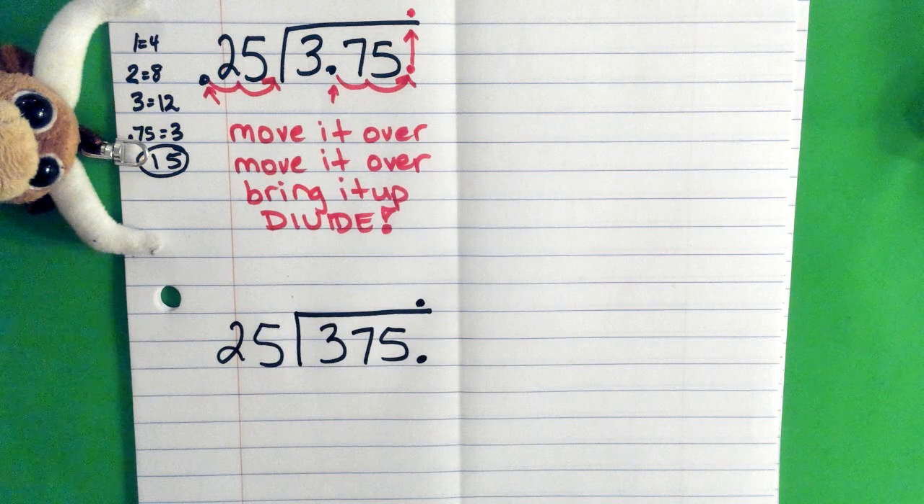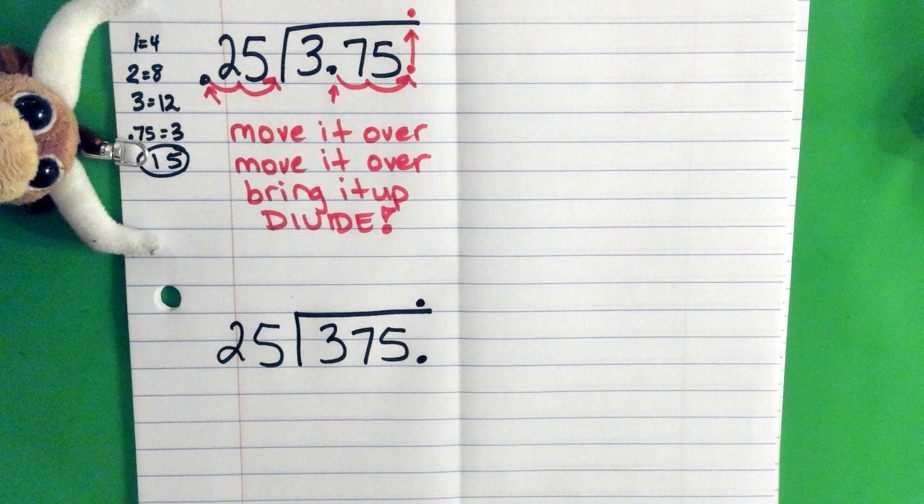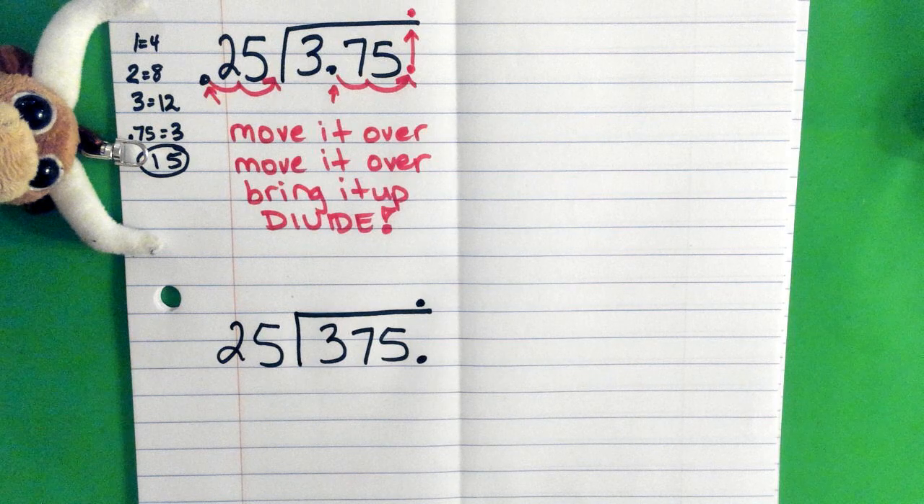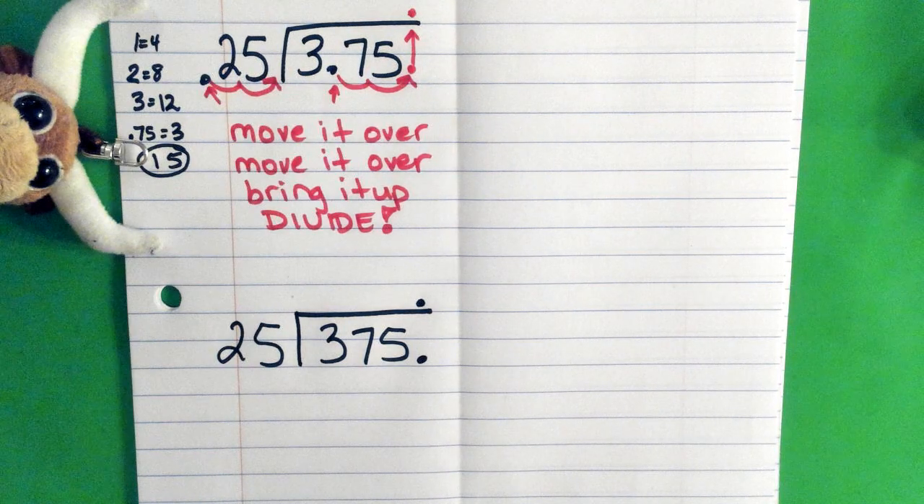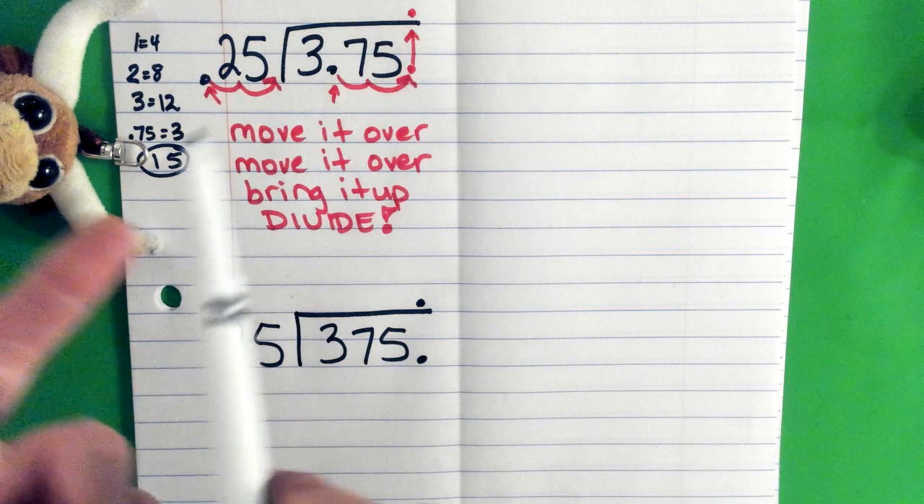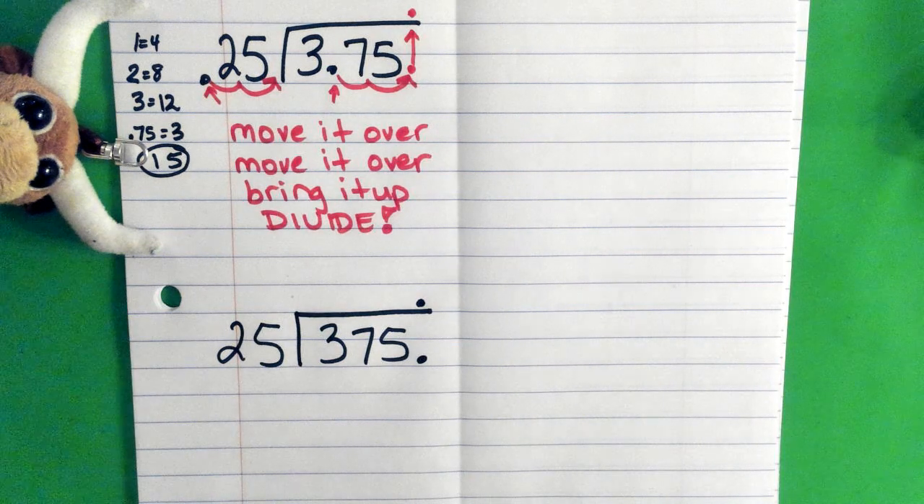Kind of like yesterday, we moved the decimal over. That's taking 0.25 times 100 to get 25, and 3.75, move it over twice. It's like timesing that by 100. So what you do on the inside, you do on the outside, and vice versa.